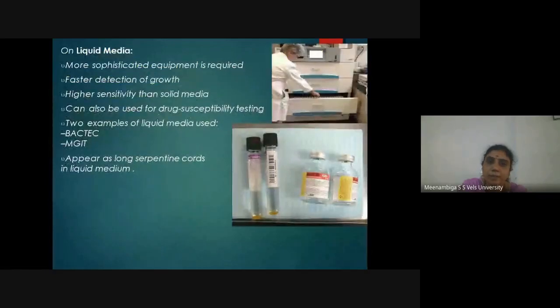Okay. So that is solid medium. Liquid medium, there are two types of media used. One is BACTEC, another one is MGIT. These are the two liquid media which are normally used for culturing this bacteria.